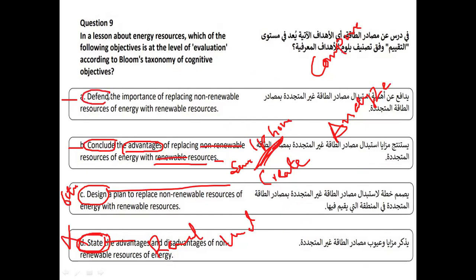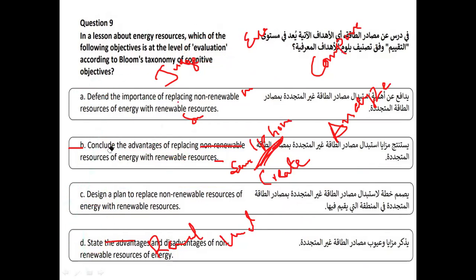Defend. After comparison, defend the importance of, say, iPhone or Samsung, as a resource of energy. When you are defending, that means you are going to be judgmental. Judge, and judge is the level of evaluation. Let's see, is this word defend a part of the evaluation or not?